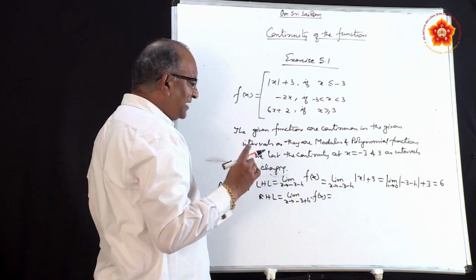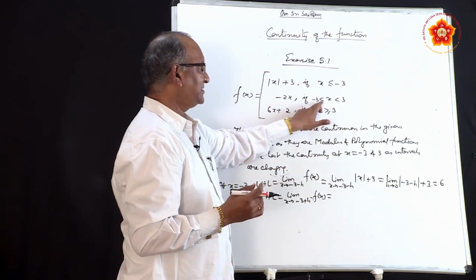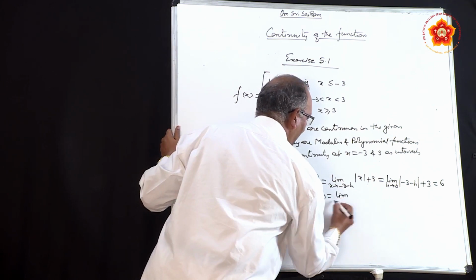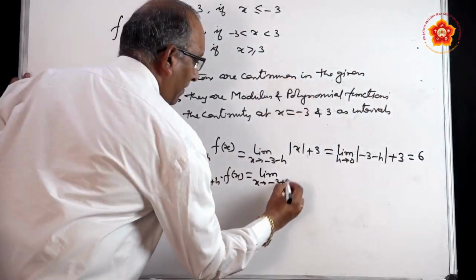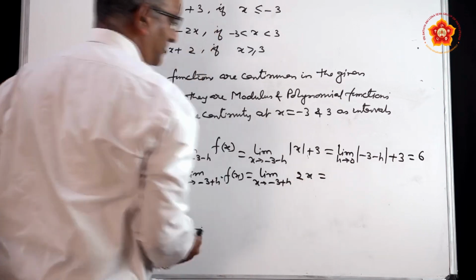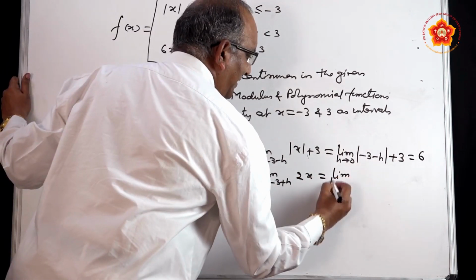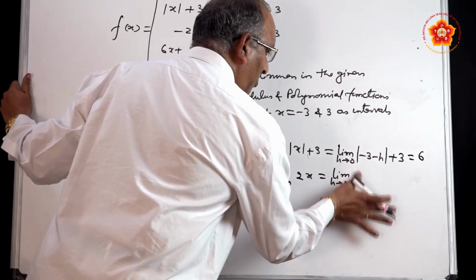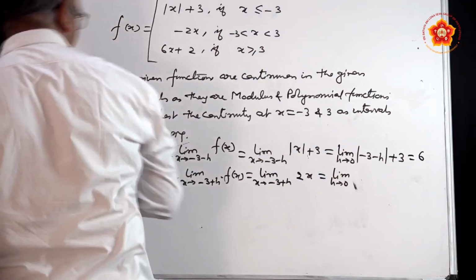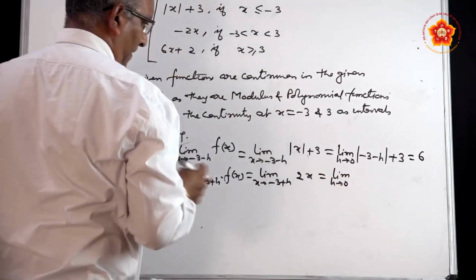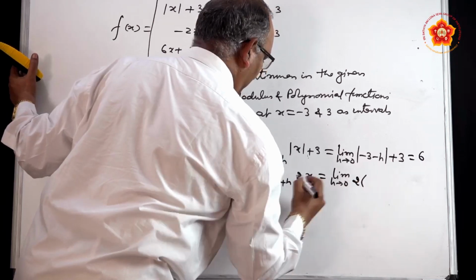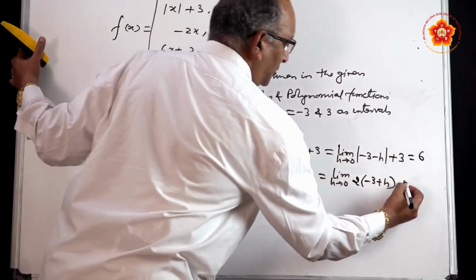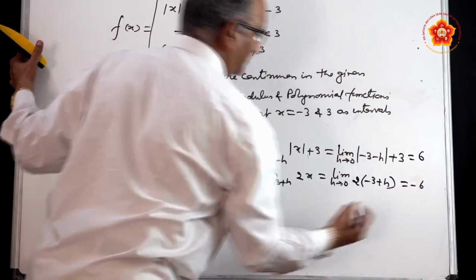What is the function if it is little more than minus 3? x is greater than minus 3, this is the function. Substitute limit h tending to 0. In place of x, you have to write this. Proceed to the limits, h tending to 0, you get the answer minus 6.